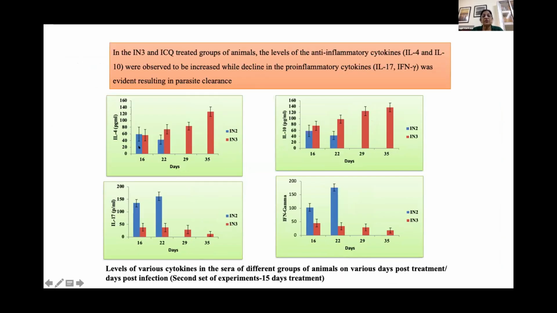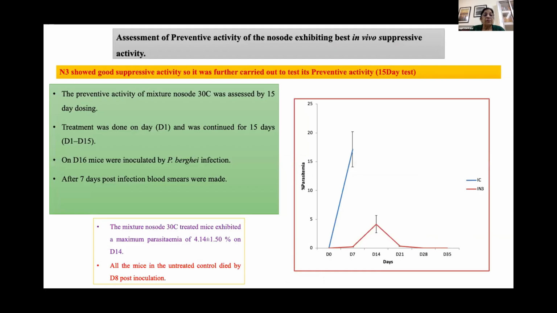Now, interesting results were obtained when the animals were treated with N3 nosode, where you can see that the levels of anti-inflammatory cytokines IL-4 and IL-10 were observed to be increased, whereas there is a decline in the pro-inflammatory cytokines, interleukin-17 and gamma interferon. So this shows that when these pro-inflammatory cytokines are decreased, this also correlates well with the elimination of the parasite from the system.